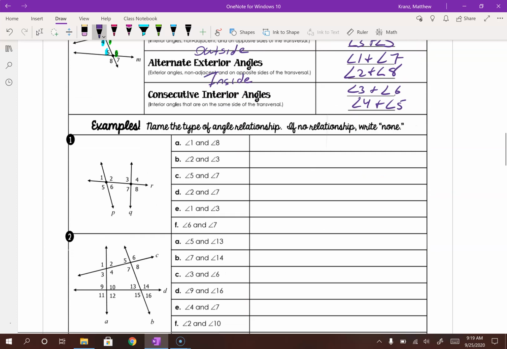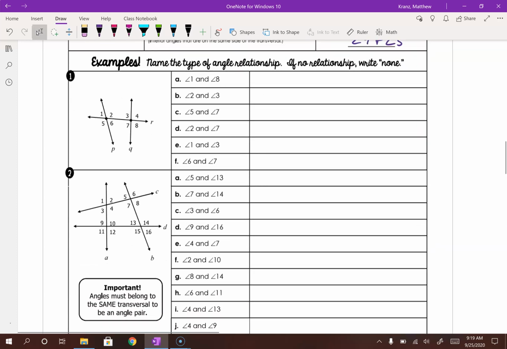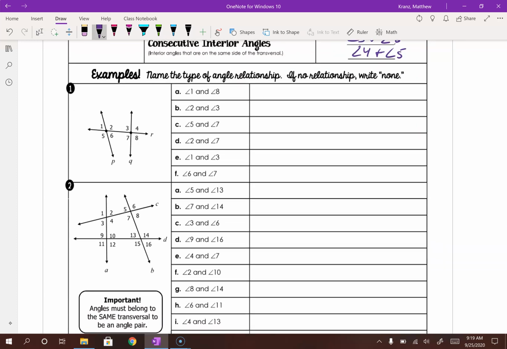All right, so let's try example number 1. Angle 1 and 8. If I look at 1 and I look at 8, do you see how they're on the outside of the two lines? And they're on either side of the transversal. This one's on this side. So that is alternate exterior. Right? Then we have 2 and 3. 2 and 3 are both inside the two lines. So we know we have interior, and they're on the same side. So those are consecutive interior.